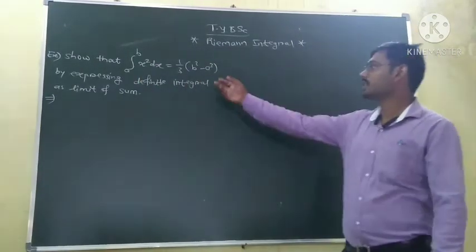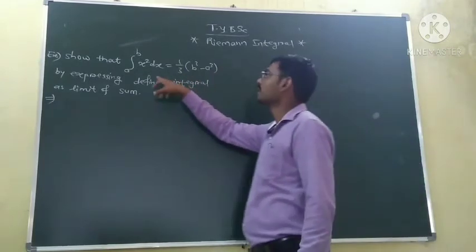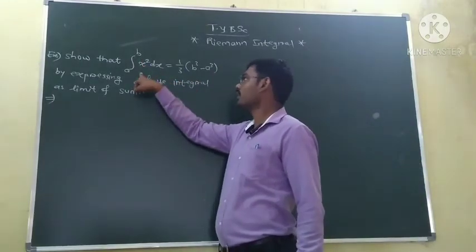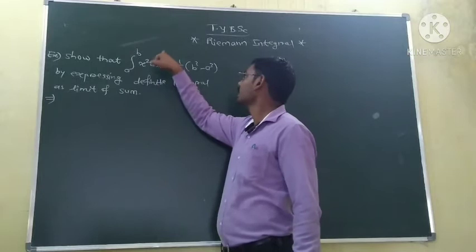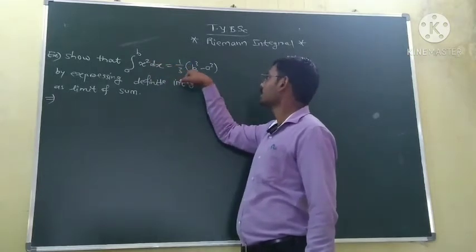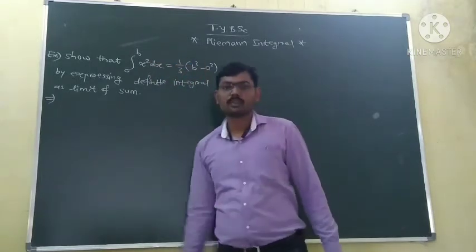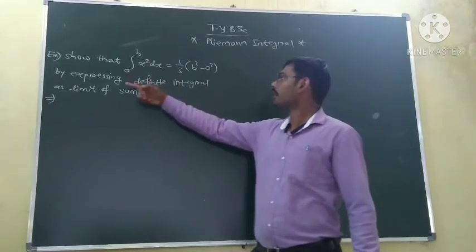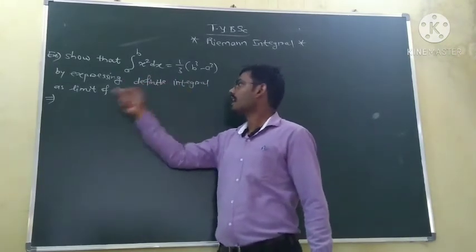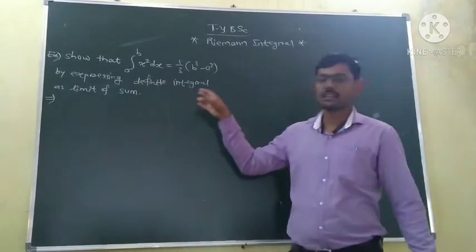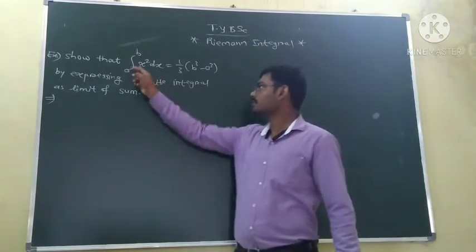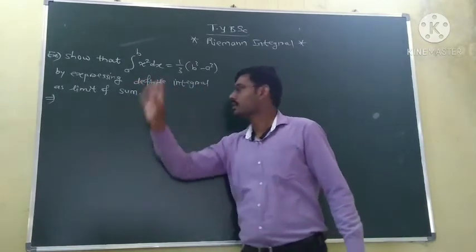The first example is to show that the integration of the function x square from a to b is equal to 1 by 3 into b cube minus a cube. And this we have to solve by expressing the definite integral as a limit of sum. So we are directly told to solve this by using integral as limit of sum.